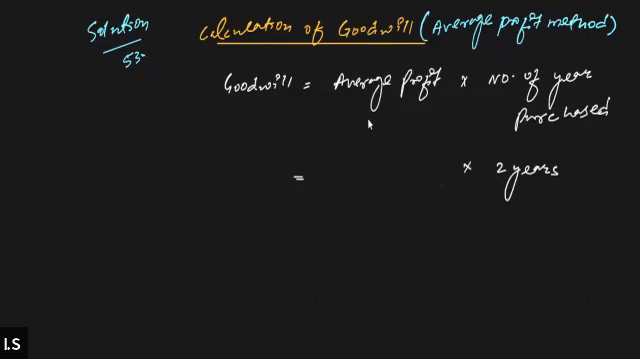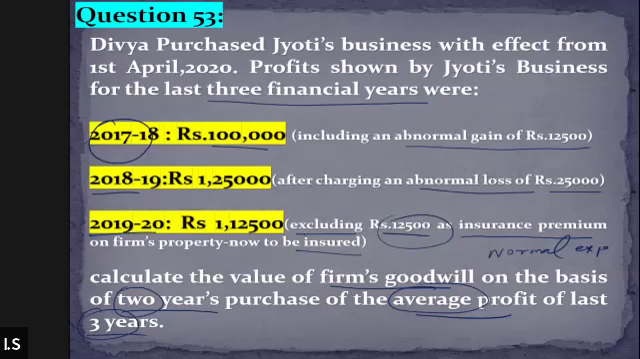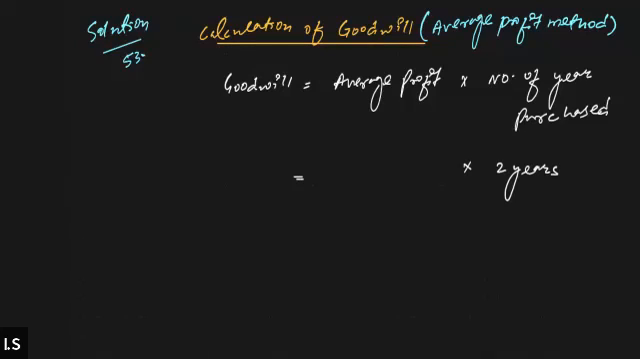But we just need to find out the average profit of the firm. The average profit of the firm needs to be calculated based on the last 3 years' profit. But before that, we need to find out the correct average profit of the firm. So for that purpose, we will make a working note here for the calculation of the normal profit of the firm.